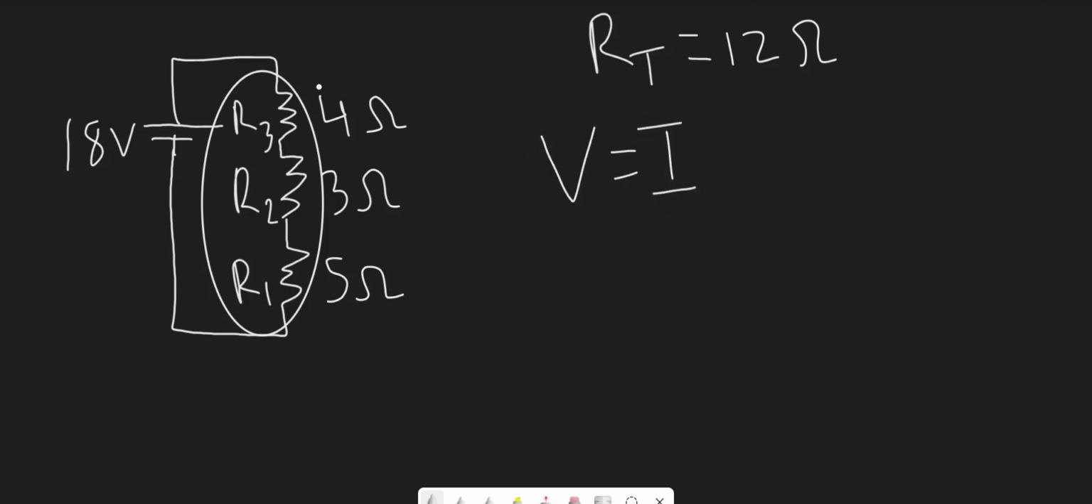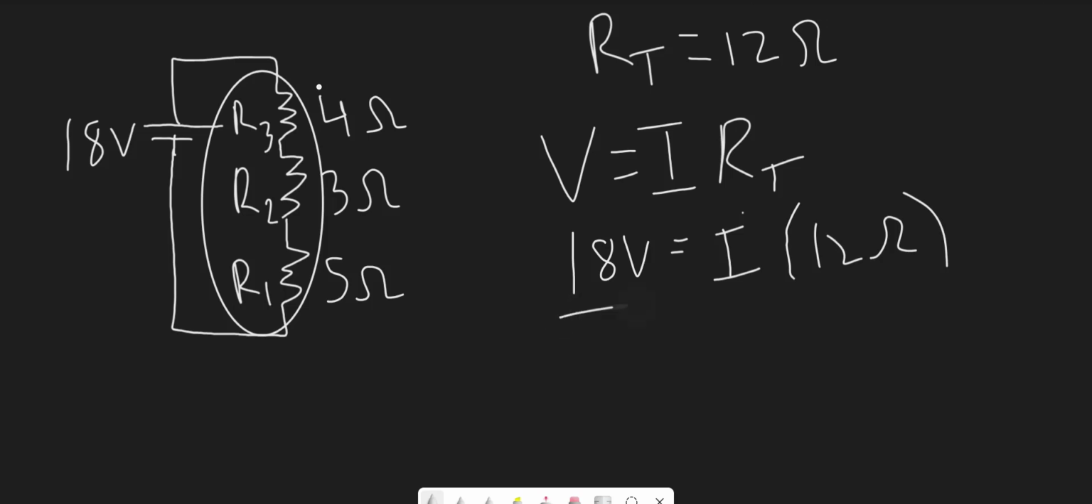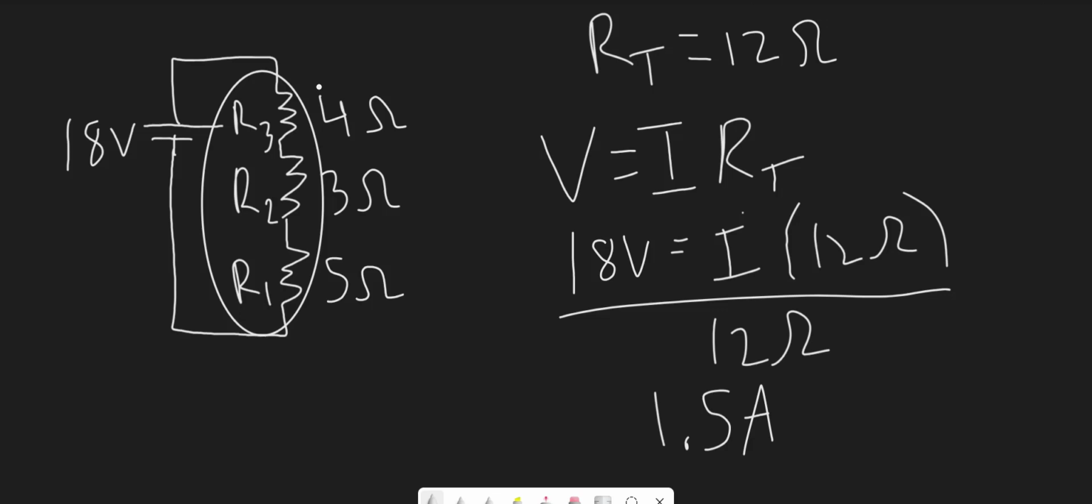So to calculate the current, we use this formula, V equals I times the total resistance, and just start replacing these variables with their respective values. So 18 volts on the left side, and we're trying to find the current, and RT is 12 ohms, so now we have to divide both sides by 12, and you should get 1.5 amps for your current.